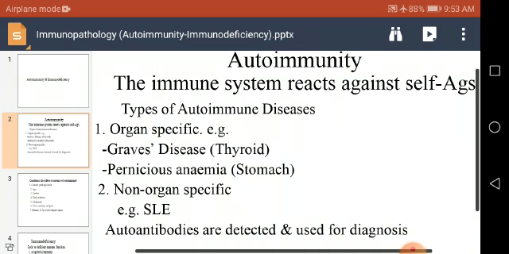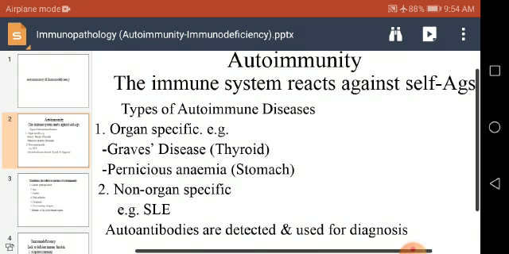Pernicious anemia is due to vitamin B12 deficiency, and the deficiency is due to lack of intrinsic factor, which is secreted by the parietal cells. So the lack of intrinsic factor is due to destruction of the parietal cells by the autoimmune disease. We find here the real cause of the pernicious anemia is confined to the stomach, where the parietal cells are destroyed.